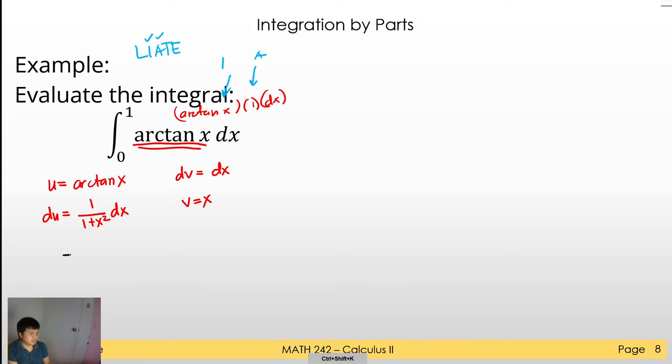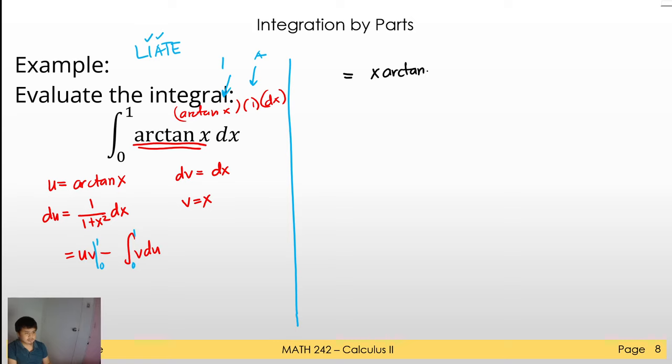So this will be equal to what now? We have uv minus the integral of v du, although we have the limits 0 to 1, and then we also have the limits upon evaluation of 0 to 1. So therefore, this will be equal to x times arctan x evaluated from 0 to 1, and then minus the integral of v du. So we have x over 1 plus x squared dx, with the integral evaluated from 0 to 1.